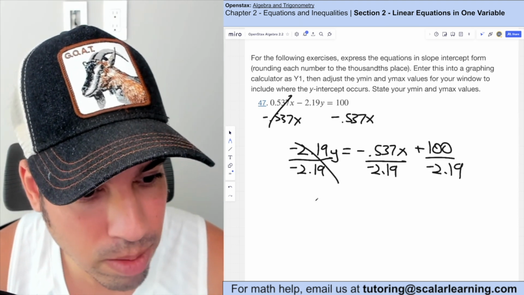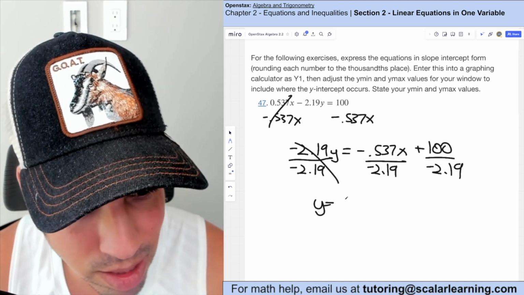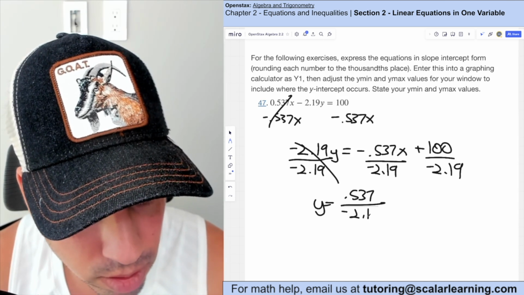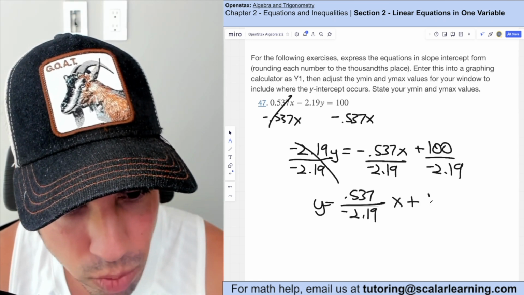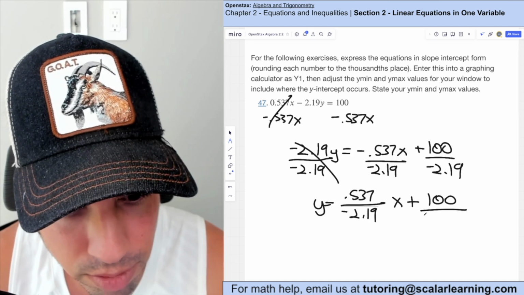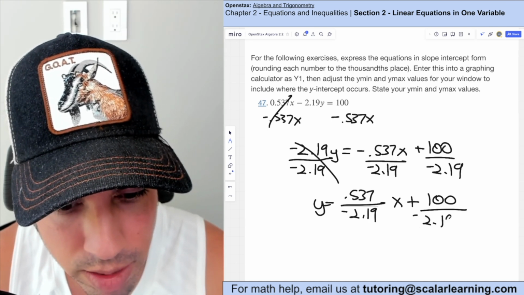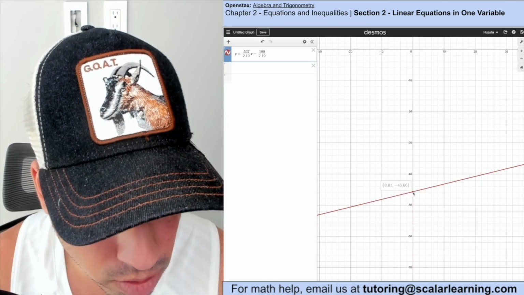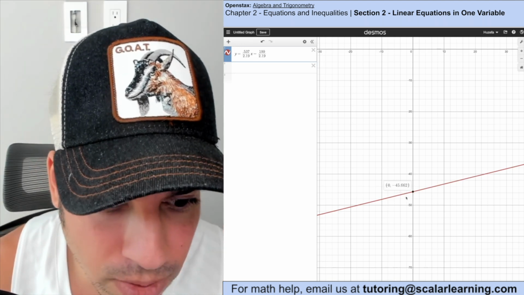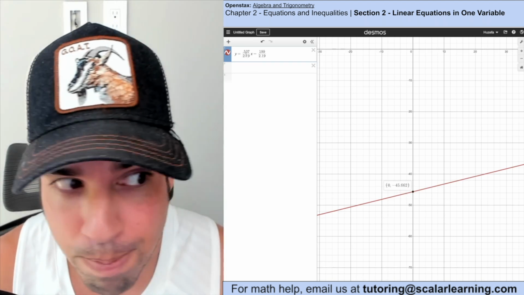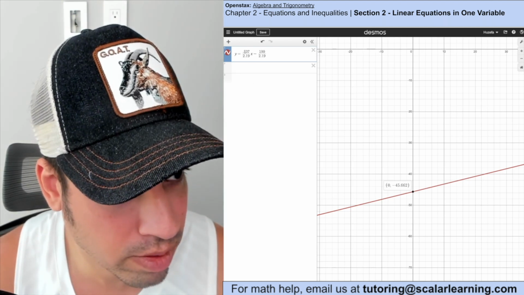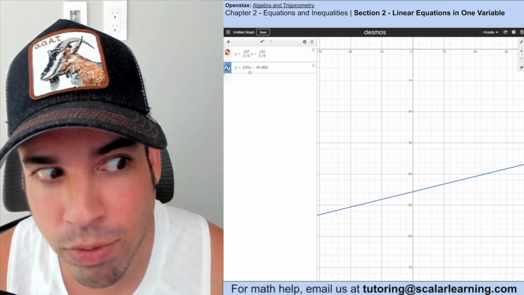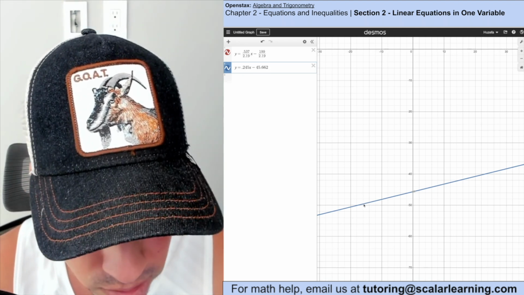And what I'm going to do now is not try to simplify this at all, because I can enter it just like this. And you can do this on the TI as well. It's just going to be a little bit easier to leave it as is, plus 100 over negative 2.19. And so let's go ahead and plot this. So here's the equation of the line. We've got our nice y-intercept at negative 45.662 and a positive slope. And just for fun, if you want to see what that approximates to, it becomes 0.245x minus 45.662, and you see it goes right on top.